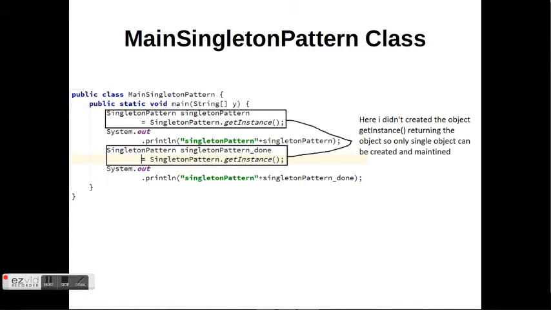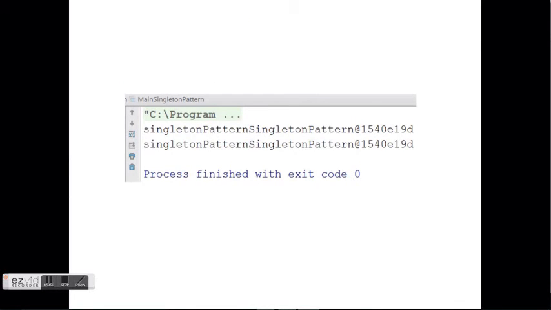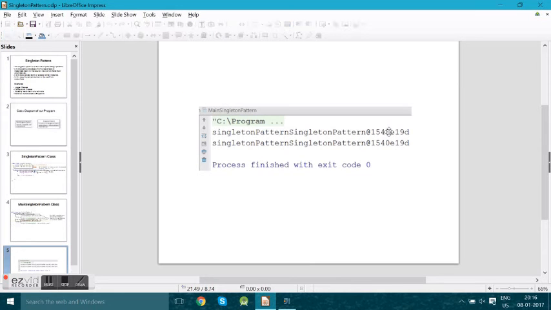Up to now I explained the code, and in this next slide I am going to show you the output, and this is the output. Singleton pattern @1540E19D. This is the object location, and I printed it twice. Here if you identify, the same object is used, it didn't create a new object. So this is the program I just explained.